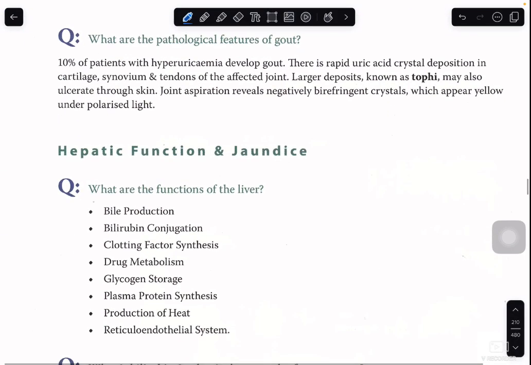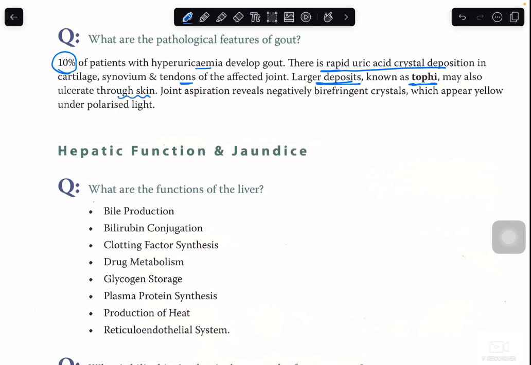Now, what are the pathological features of gout? 10% of the patients with hyperuricemia develop gout. There is rapid uric acid crystal deposition in the cartilage, synovium, and tendons of the affected joint. Larger deposits are known as tophi, and may also ulcerate through skin, like we have discussed, skin tophi ulceration.